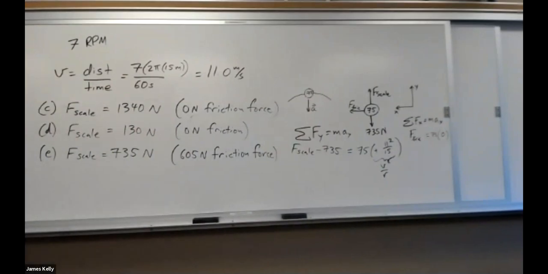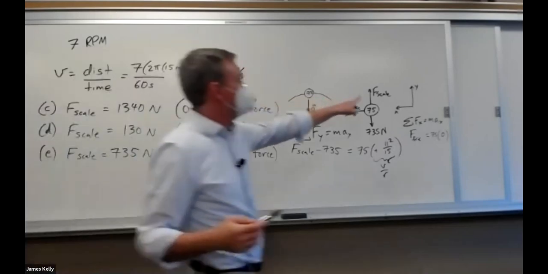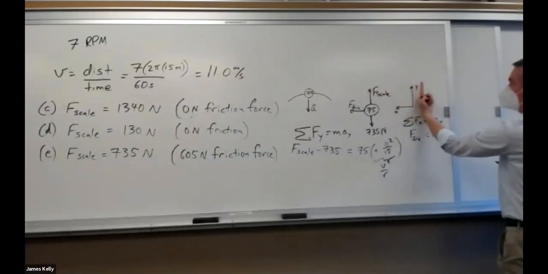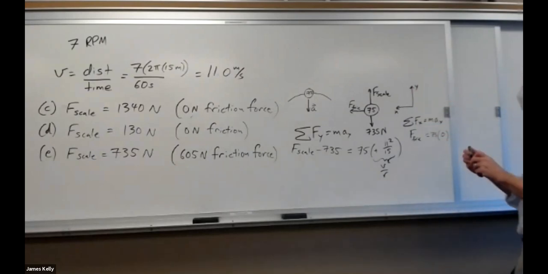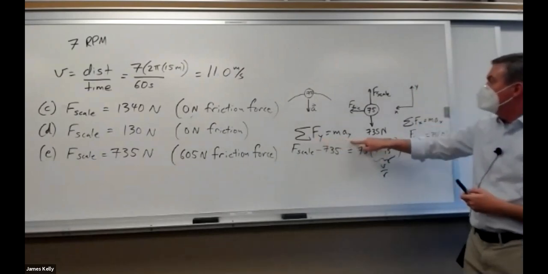Notice if I'm keeping the same axes, now AY is negative, right? AY is negative because if I keep my same axes, I've chosen, and I'm allowed to do that, plus Y is up. Now AY is negative. Okay, so let's change this now.